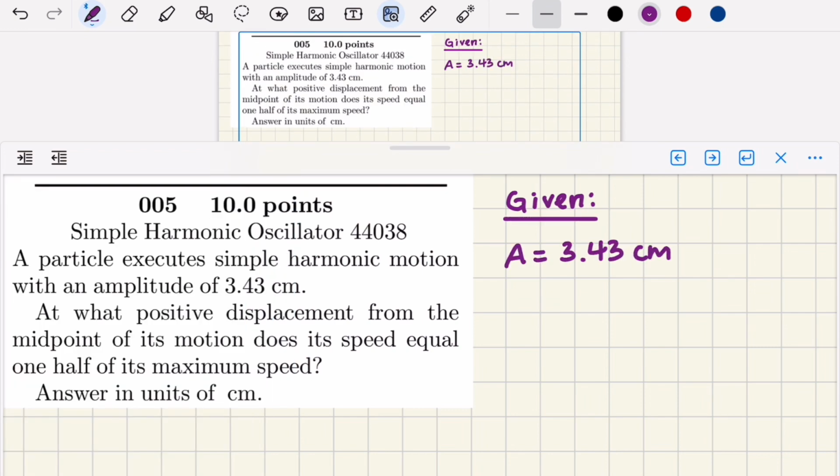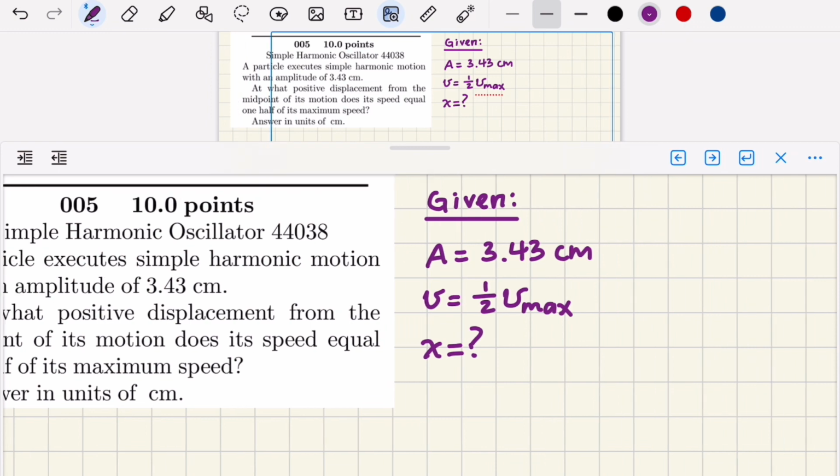And then we have a relationship between the speed that they want and the maximum speed, which is as follows. And then, because they want positive displacement, what they want to know is the value for x, and I'll explain why x. Okay, so what do we do here? Well, let's start with the few formulas that we're going to need.